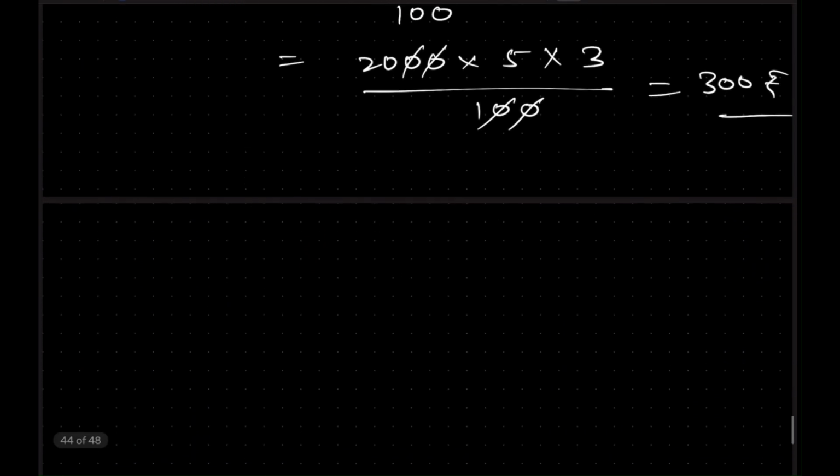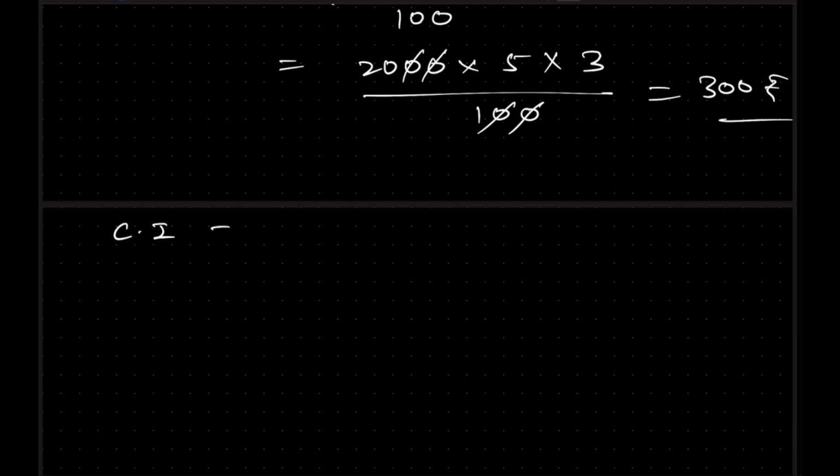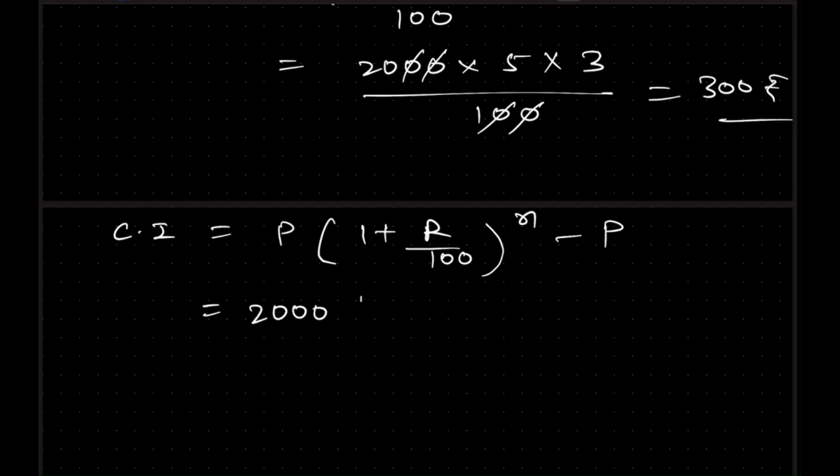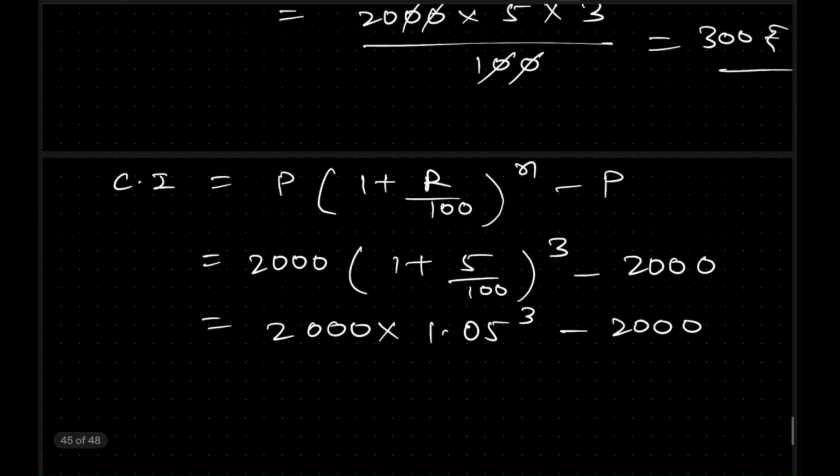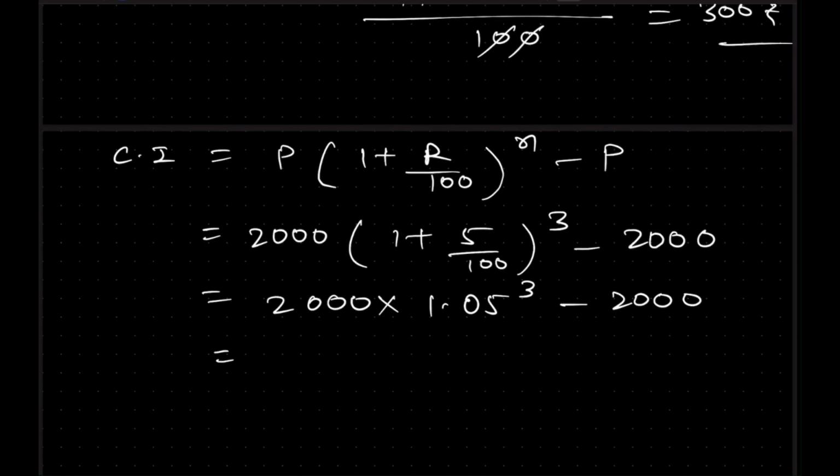Okay, now let's find compound interest. The formula is P into (1 plus R by 100) power n, minus P. So P we have 2000, R is 5, so 2000 into (1 plus 5 by 100) power 3 minus 2000. That is 2000 into 1.05 power 3 minus 2000. Further solving this, we get our answer, 315.25.